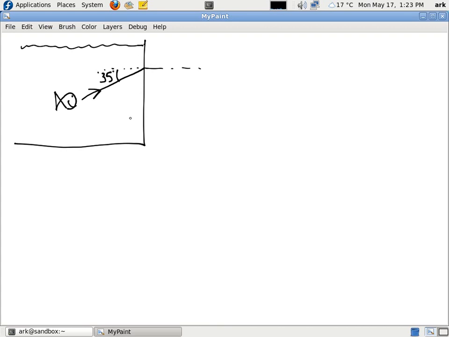Well, what we have to realize here is that this is water and this is air. So the index of refraction for air is 1.0003, and the index of refraction for the glass is 1.5. Now this isn't really glass, it's more like plastic. But in any case, there is a thickness to it. So maybe I should draw it like that.